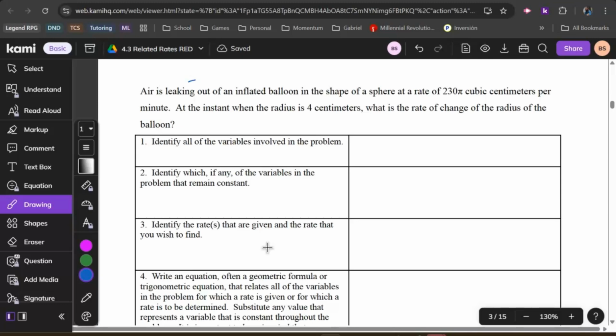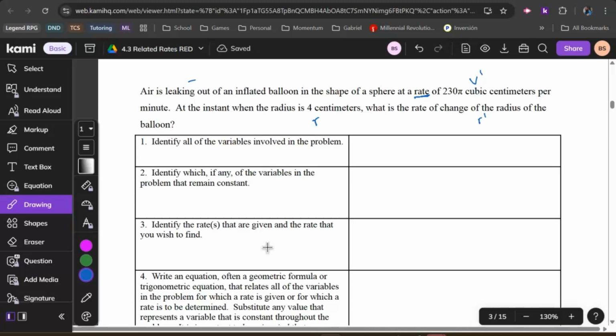That means negative. In the shape of a sphere at a rate of 230 pi cubic centimeters. So that would be my V prime, because it's a rate, and the hint, of course, is cubic centimeters. It's volume. At the instant the radius is 4 centimeters, so that's just my radius. What is the rate of change of the radius? So what is the r prime?